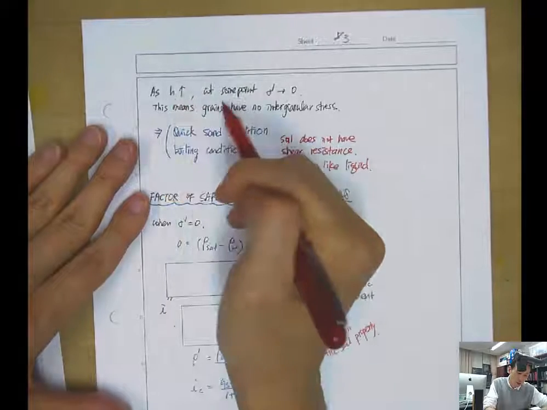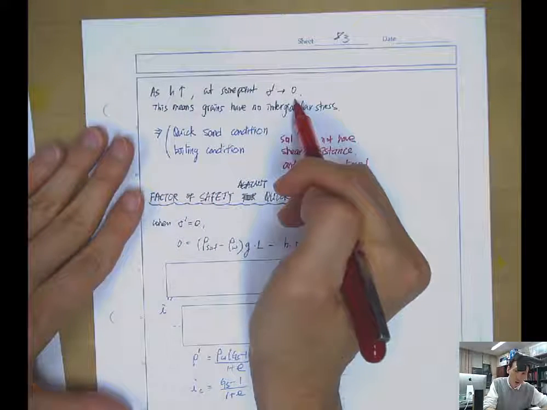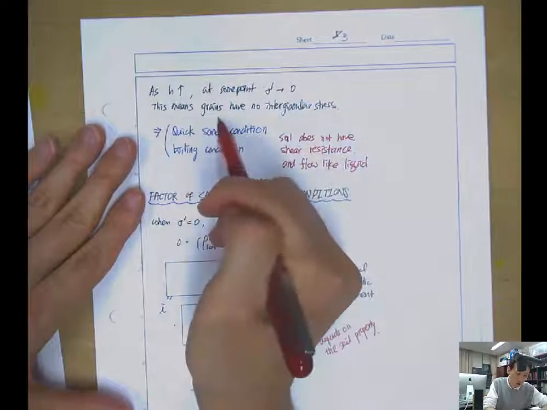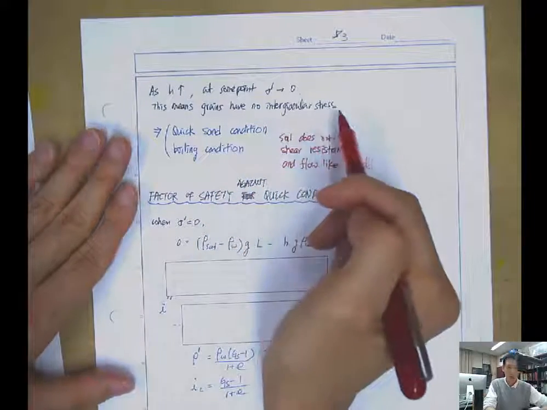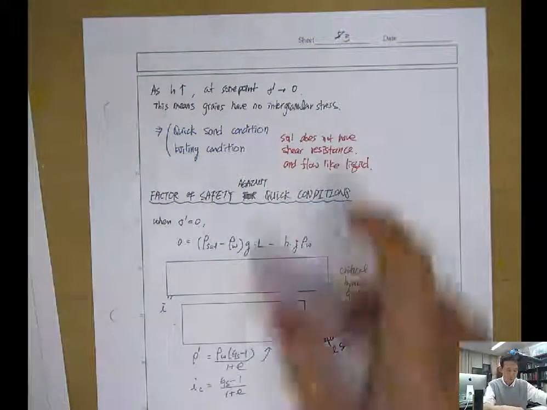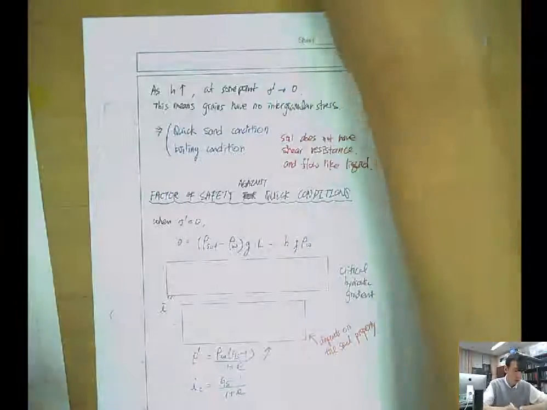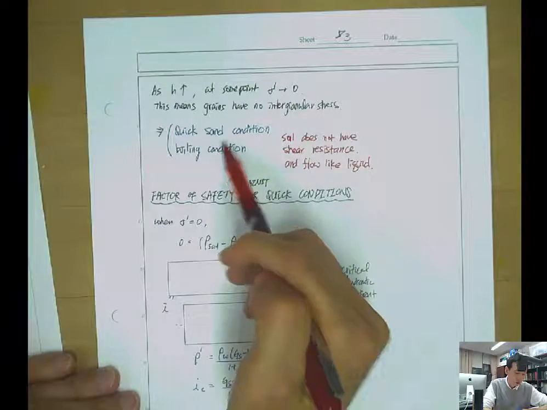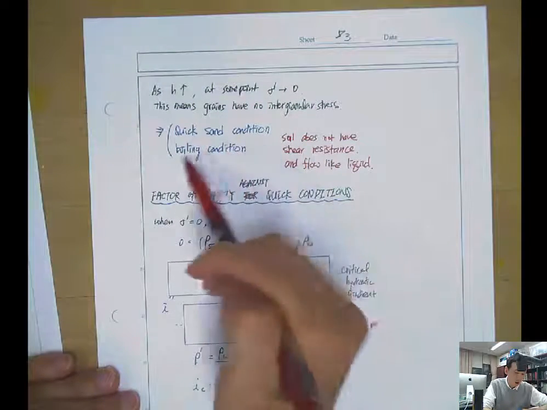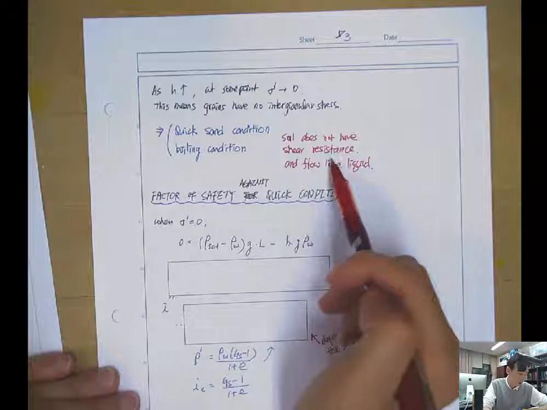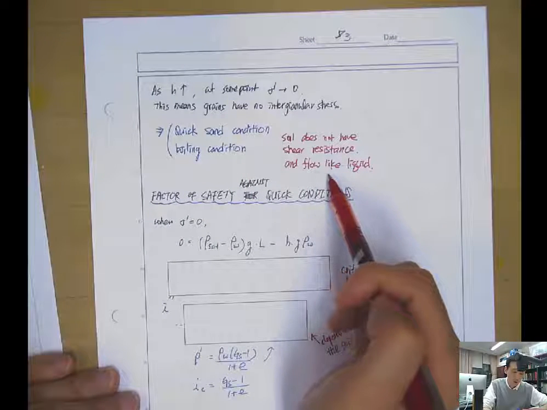So as H increases, at some point sigma prime goes to zero, and this means the grains have no intergranular stress, so they no longer play a part. This is called a quicksand condition or boiling condition. The soil does not have shear resistance and it flows like a liquid.